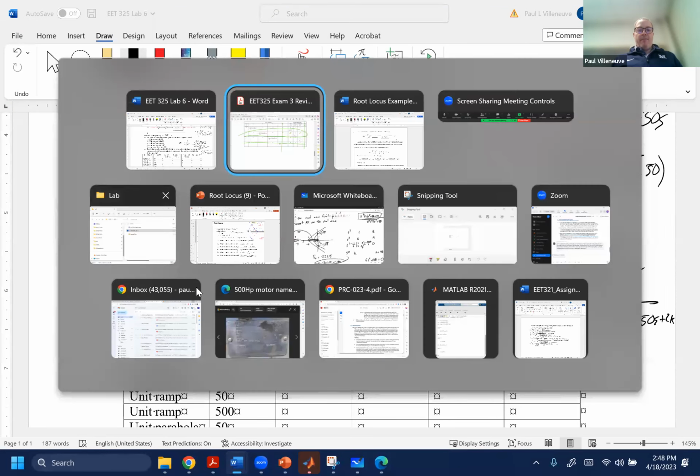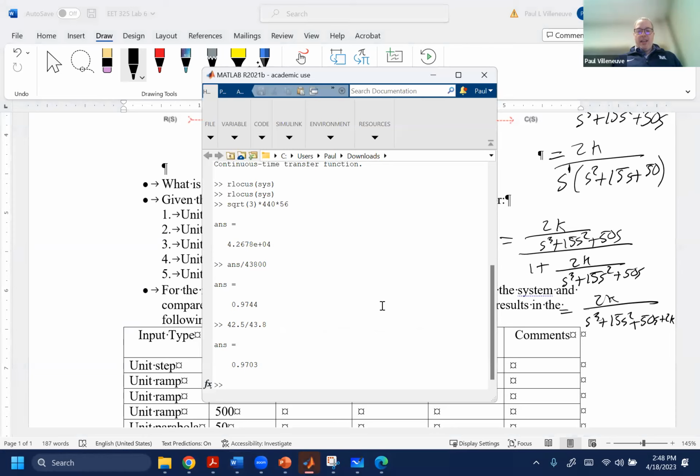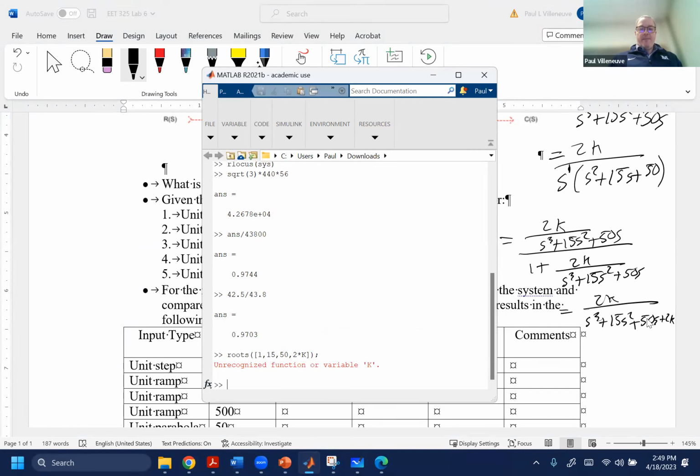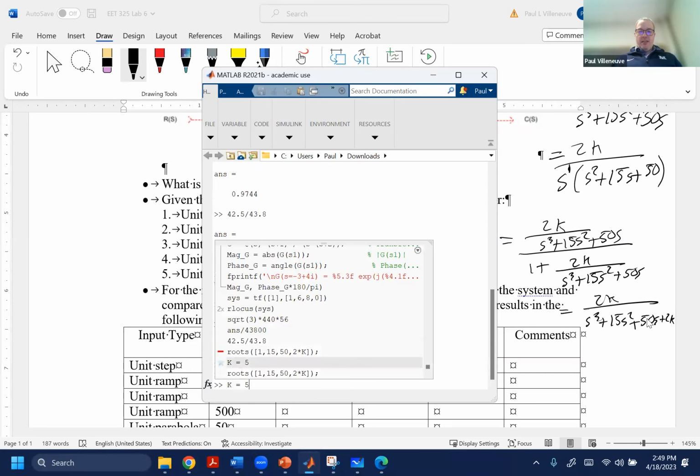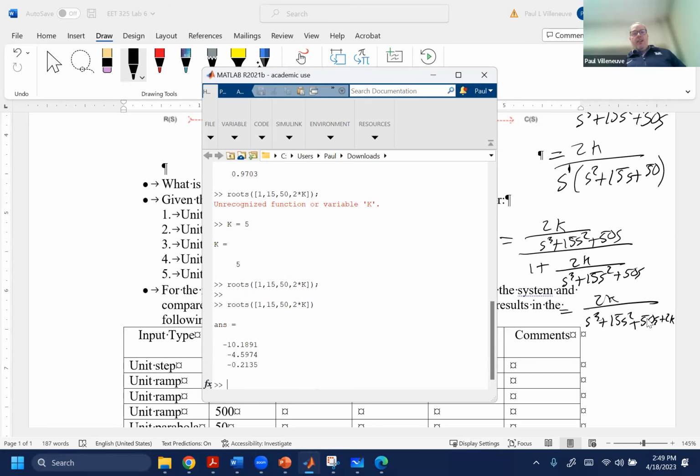So I'm going to bring up MATLAB and I'm going to type in the roots of 1, 15, 50, and 2 times K. It's going to give me an error, but that's okay, and I'll show why in a minute. Oops, forgot the parenthesis here. It doesn't like K, so now I'm going to define K equal 5. Now I'm going to do it again. And here are the roots.